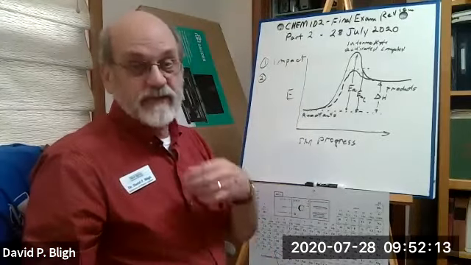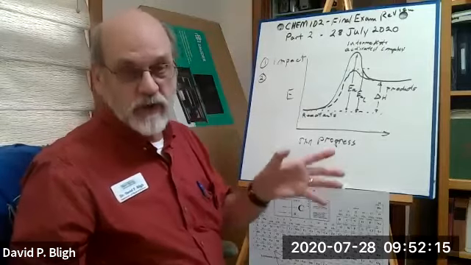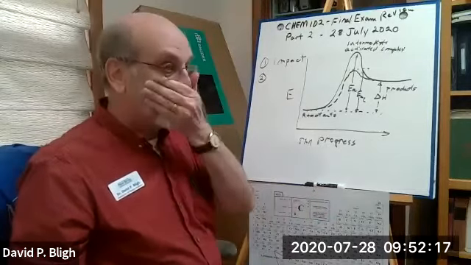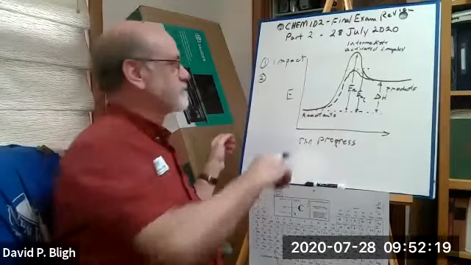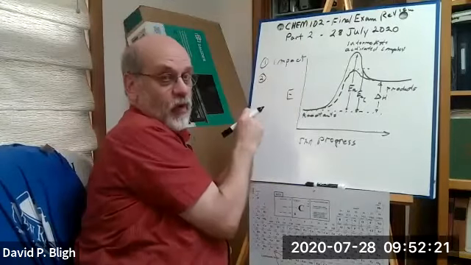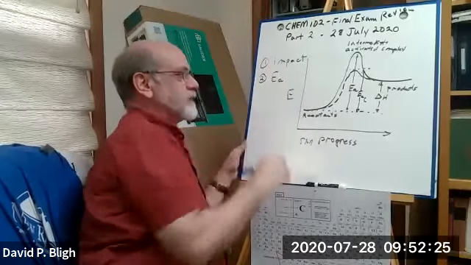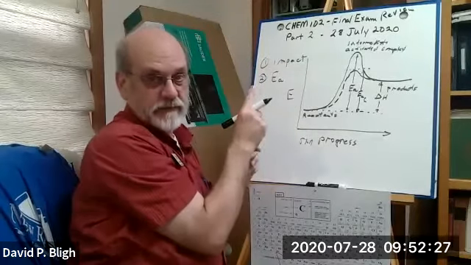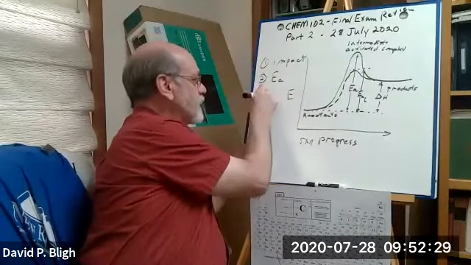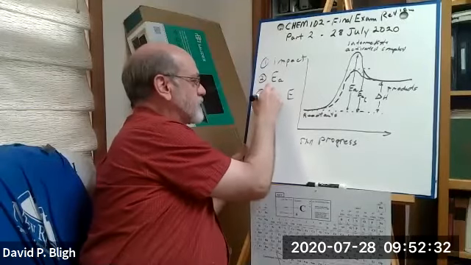The reactants have to meet if there are two of them. If there is only one of them, of course, then you can skip that step. But if there are two or more, they have to impact. And they have to impact with sufficient energy to reach the activated complex. And then the third is orientation.